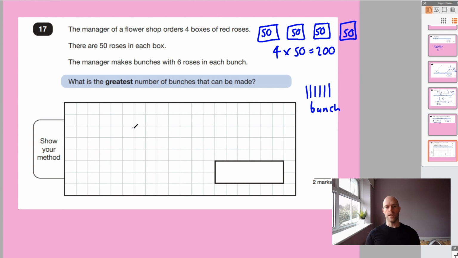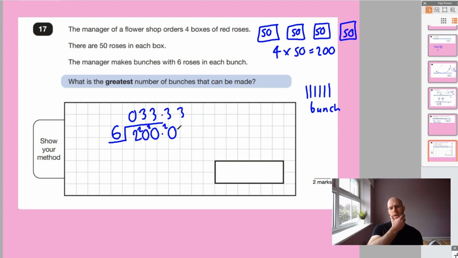And now each bunch has 6. We're going to do a divide. Each bunch has 6. We have 200. Bus stop method. How many times does 6 go into 2? It doesn't. Move the 2. How many times does 6 go into 20? 3 times. How many have we got left over? 2. 3. And then we keep making extra places, but it's going to be 33.33333 and keep going on. Doesn't actually quite finish.